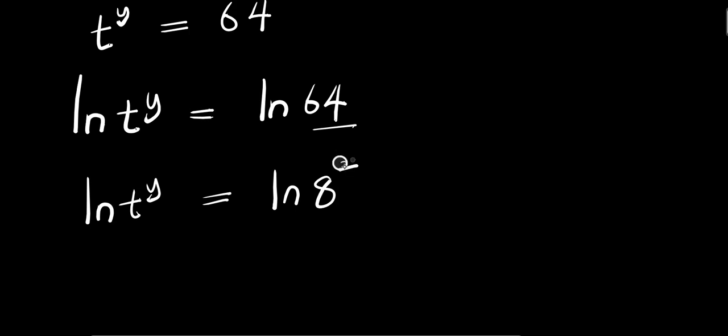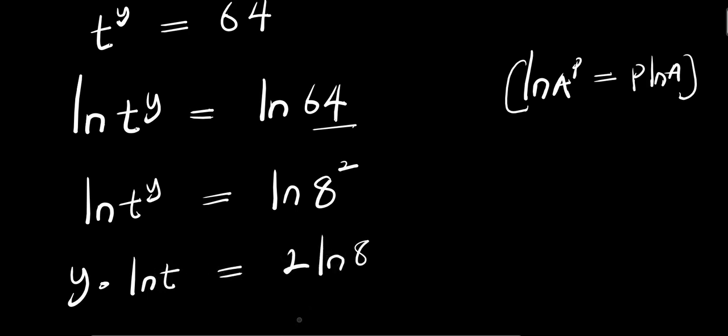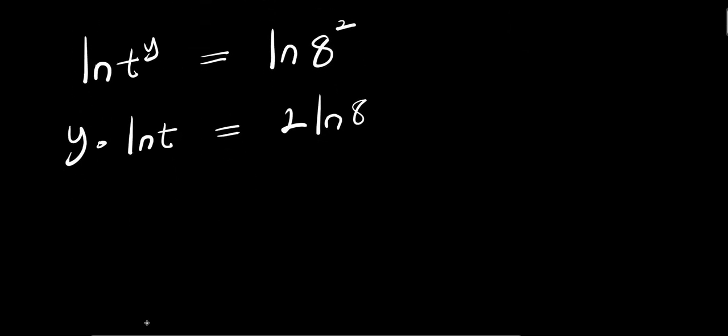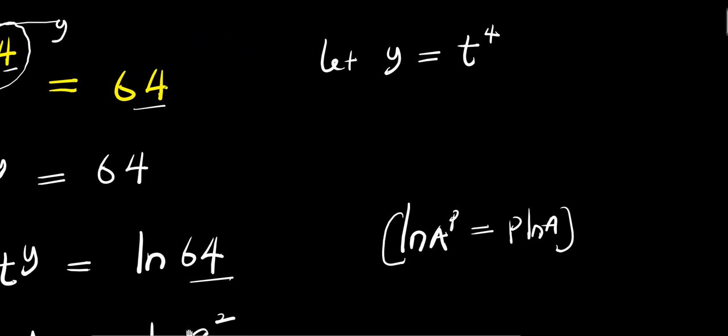Natural log of 64 is simply 8 power 2. That's 8 times 8. Now, if you have natural log of a power b, this equals b times natural log a. So we have y times natural log t equals 2 times natural log 8. As you can see, the variables here are different. So let's make it uniform.